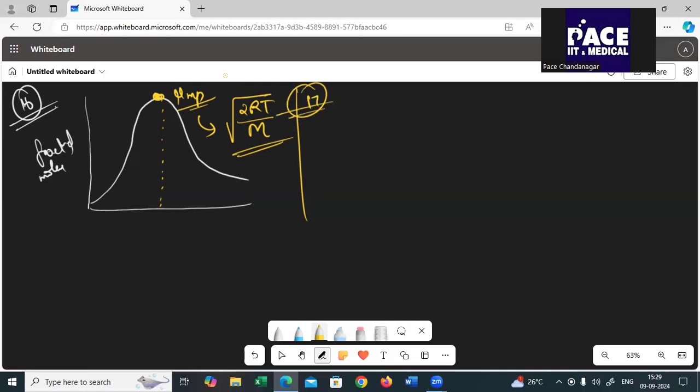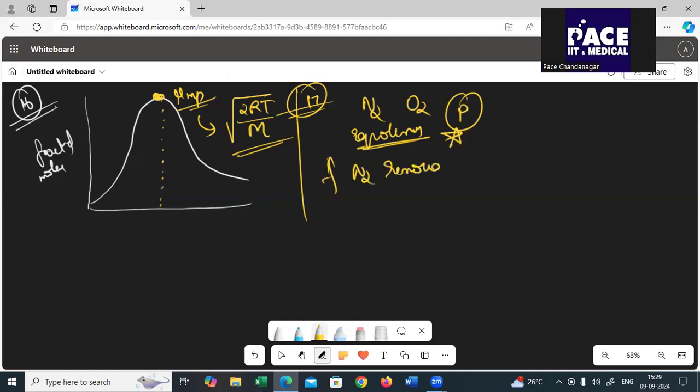Next, the 17th question. A closed vessel contains equal volumes of N2 and O2 at a pressure of P. If N2 is removed from the system, then how much will the pressure become? The pressure will become half only, because equal volumes occupy equal moles, right? So half of the moles are being removed, and the pressure also reduces to half, right?